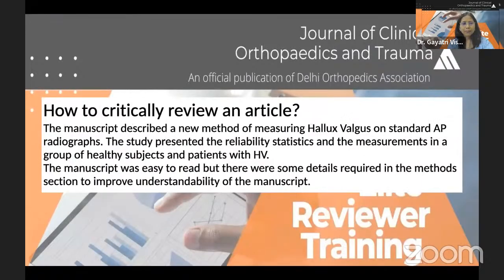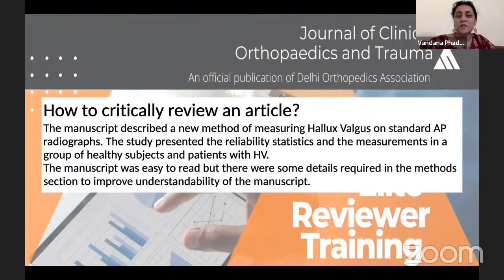So the article, as I said, was about measuring hallux valgus, and the manuscript described a new method for measuring it using standard AP radiographs. The study presented reliability statistics and the measurement differences based on a group of healthy subjects and patients with HV. The manuscript was easy to read, and there were some details required in the methods section to improve the understandability of the manuscript. So what we have done right now is we have reviewed all the 25 or more reports that we have received from various people, and I've compiled them together. This is a summary statement that I'm providing for the manuscript that we received.